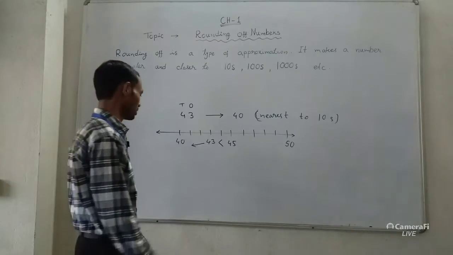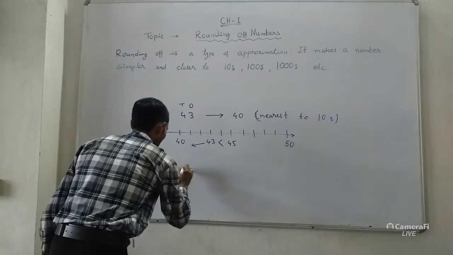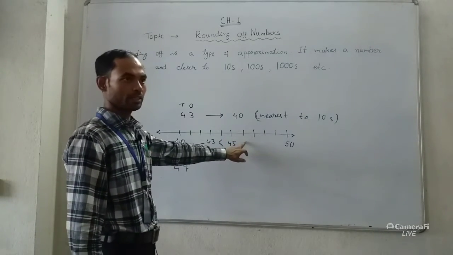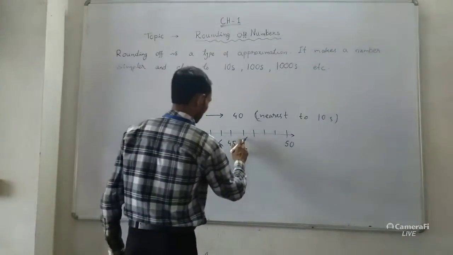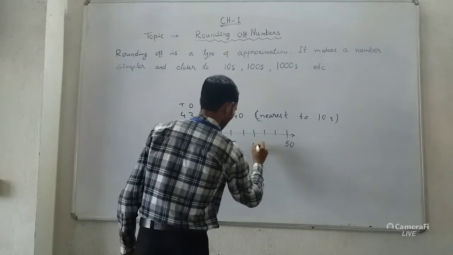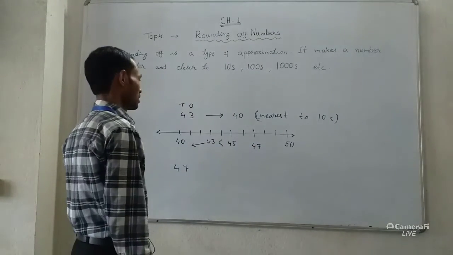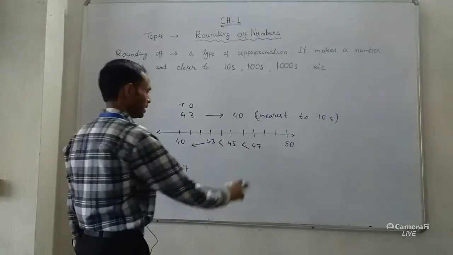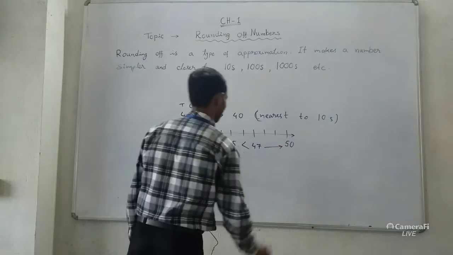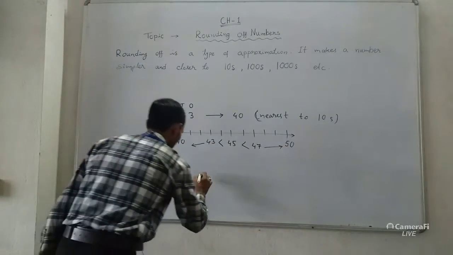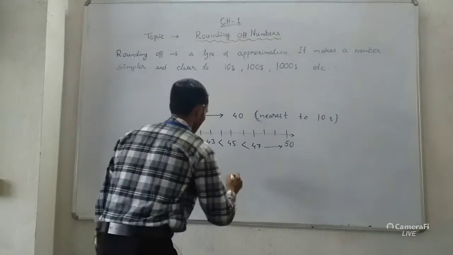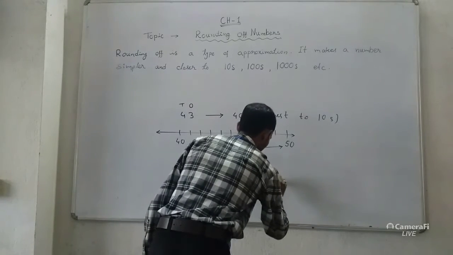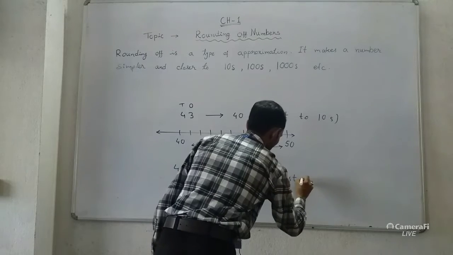Now suppose we take 47. Then again come to the number line, you will get 47 here, this is 46, this is 47, and check: 47 is greater than 45 and it becomes closer to 50. So 47 is approximated to 50, nearest tens.